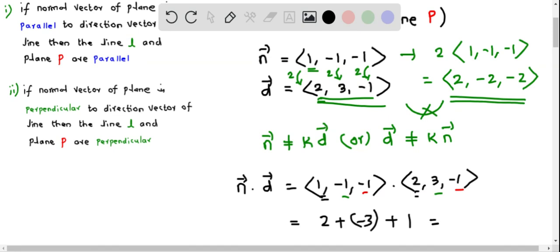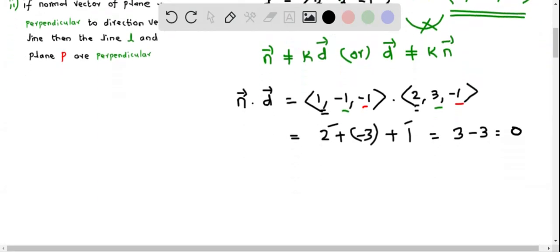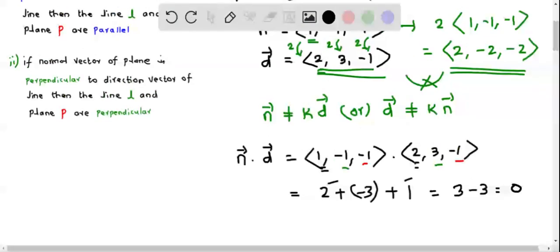We see that 2 plus 1 is 3, and then we have this negative 3. So this gives us 0. And this means the dot product is 0. So therefore these two vectors are perpendicular to each other. Since the normal vector is perpendicular to the direction vector, we see that the line L and the plane P are perpendicular to each other.